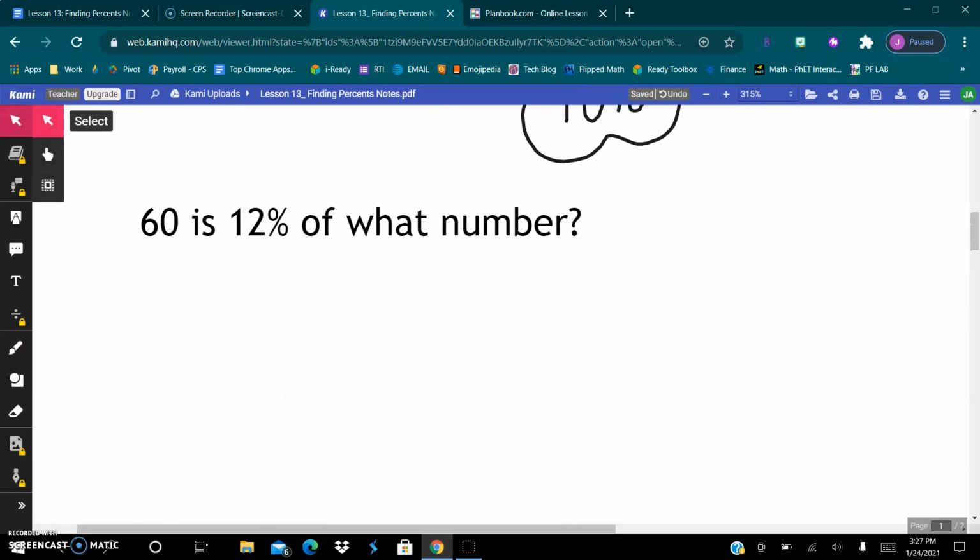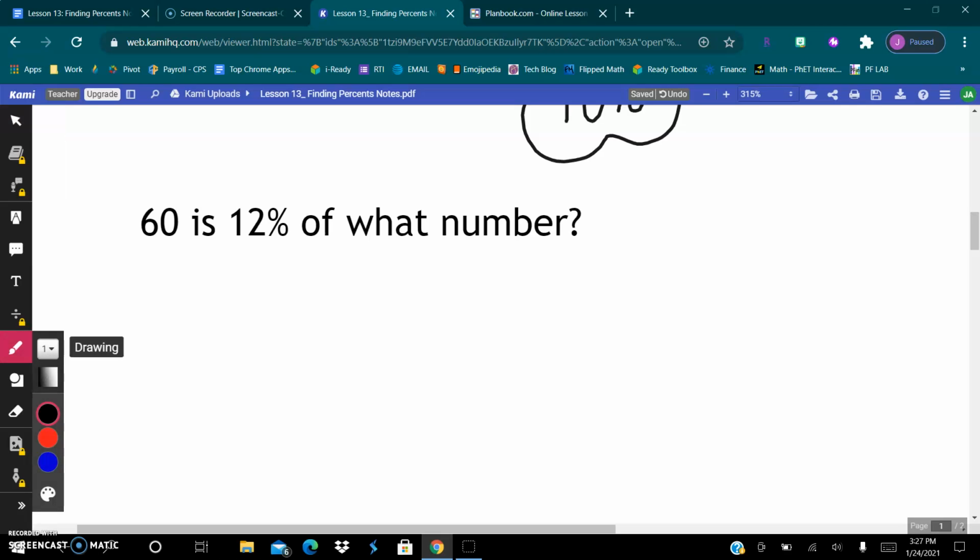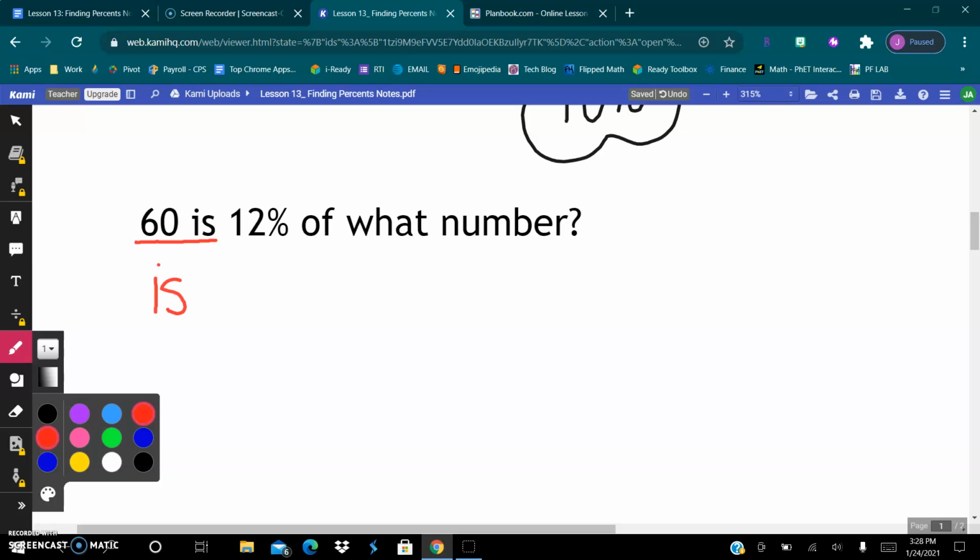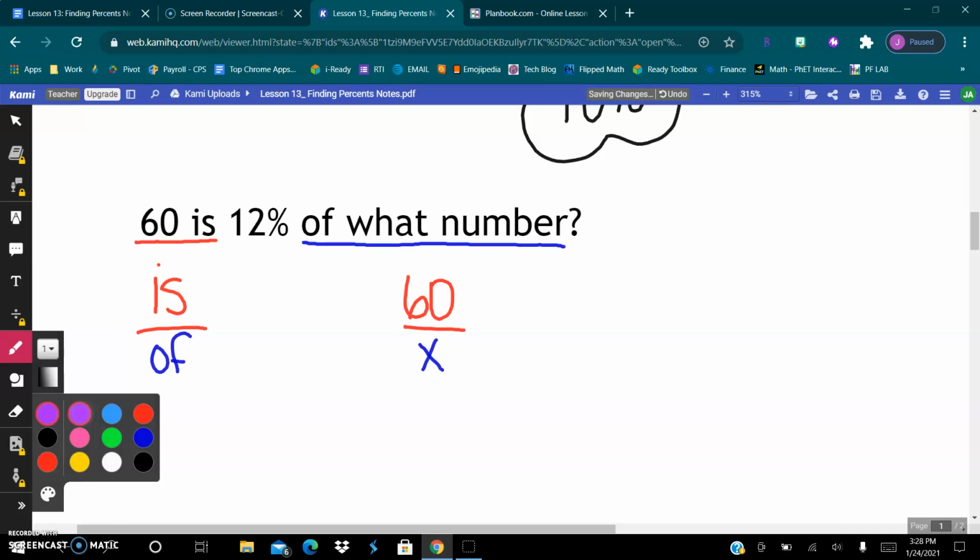Next one says 60 is 12% of what number? So now we know a percent, so we have something a little bit different here. We have 60 is, so our is would be 60. Our of, it says of what number? We don't know the of, so that's where my variable is going to go. We have a 12%, so that's going to go where the percent is. And our bottom is always 100.